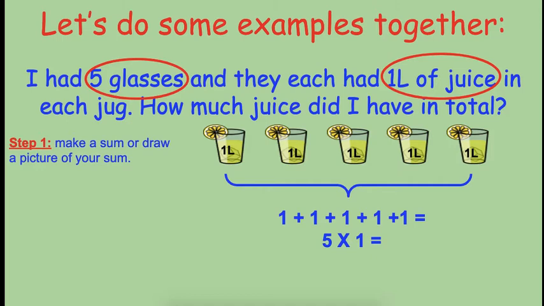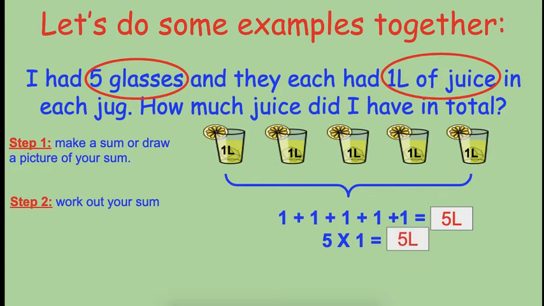So then step 2 says that you are going to work your sum out. So you can either do 1 plus 1 plus 1 plus 1 plus 1 is 5 liters. And very important, always put your liters so I know what you're working out. And then you're going to work out 5 times 1.